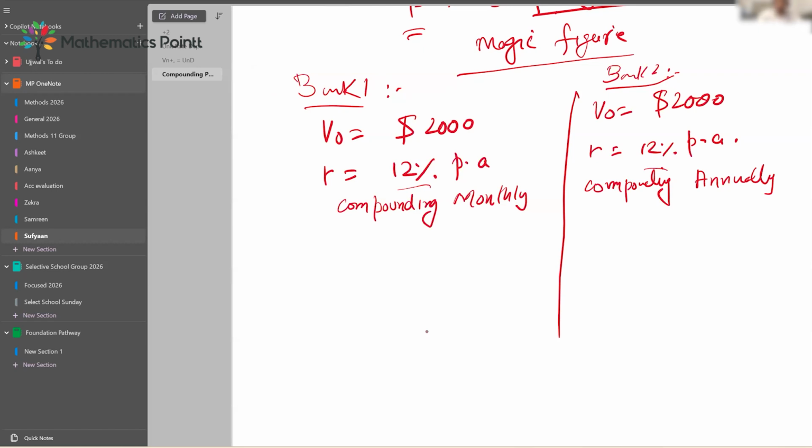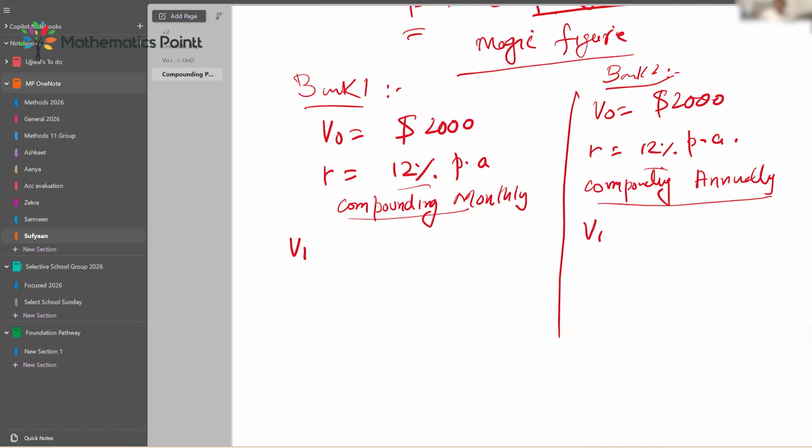So let us say after the end of 1 year, how much money is being earned, or what's the final value of this money at the end of 1 year. Before we calculate that, let's understand the difference between these two deals. One says compounding monthly, the other one says compounding annually.